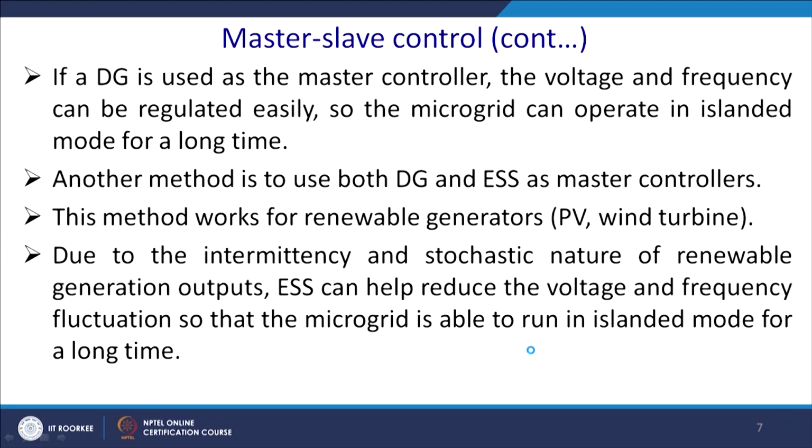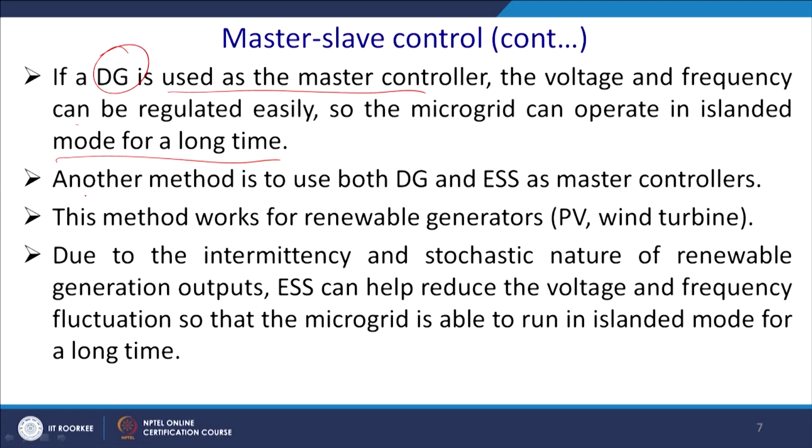If DG, distributed generation, is used as the master controller, the voltage and frequency can be regulated easily. So, the microgrid can operate in the islanding mode for a long time, but there is only one catch: the availability of this DG power. If it is solar and all of a sudden you get a cloudy day, your DG will not generate any output, and then there is a very big problem there.